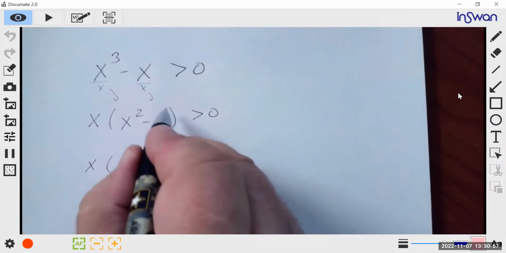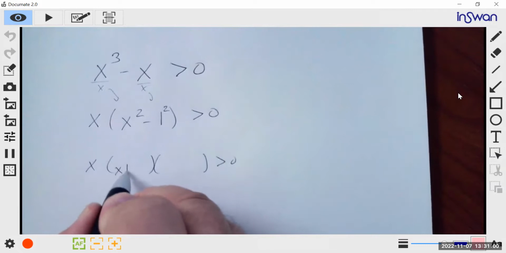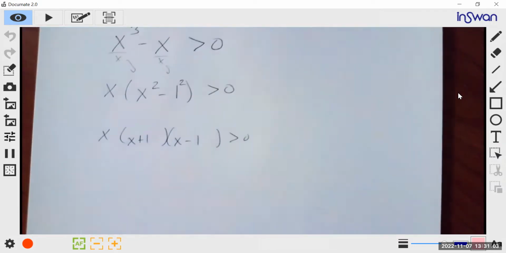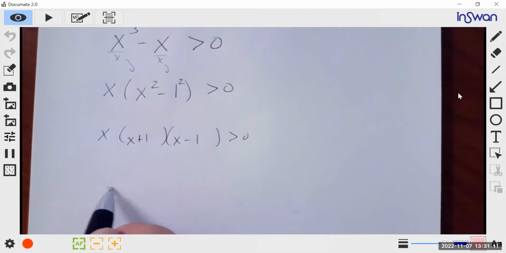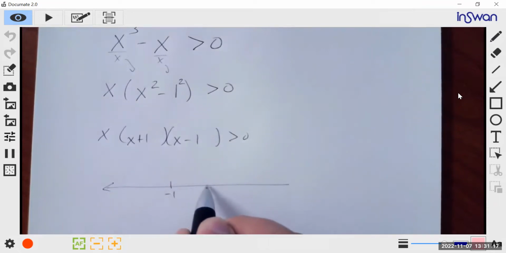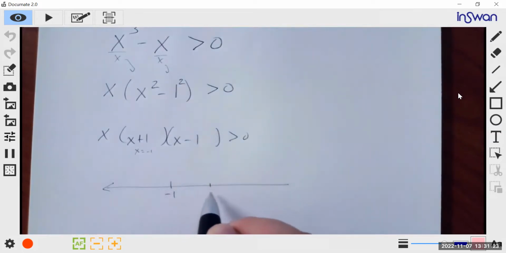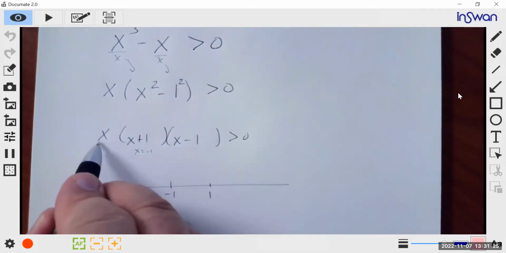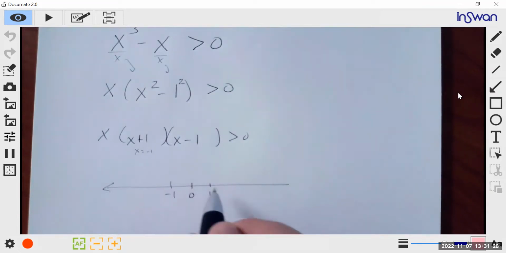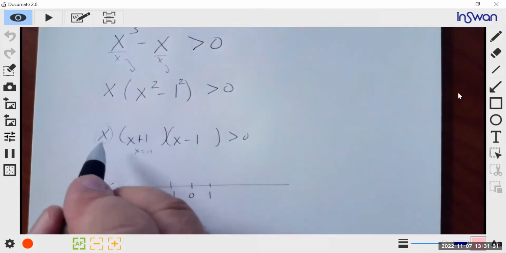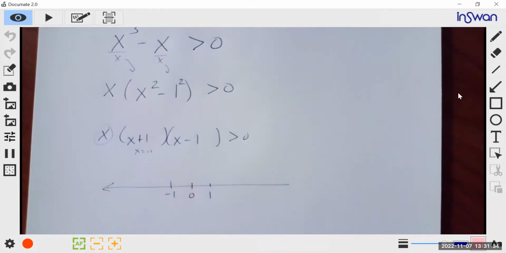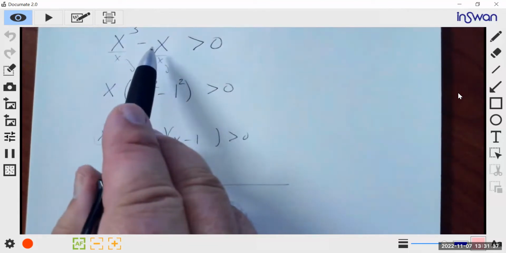X squared minus 1 is the same thing as x minus 1 times x plus 1. It's the difference of 2 squares. So my x-intercepts are where? So this is -1. This is +1. What about this one? 0. If you ever see an x by itself, that's one that people overlook. Since there's x on both of these, if x is 0, the whole thing's 0.